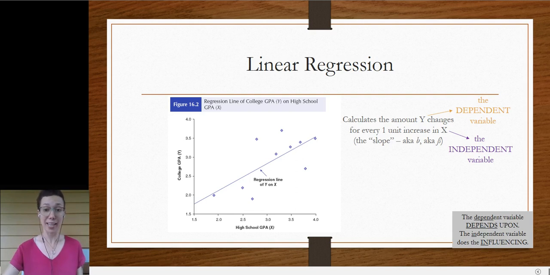Okay, so let's visualize this. Here's our little reminder about dependent and independent variables down here too. So the linear regression model can be used in a lot of ways, but one of the things that it does is it tells us the amount that we would expect the independent variable to influence the dependent variable.